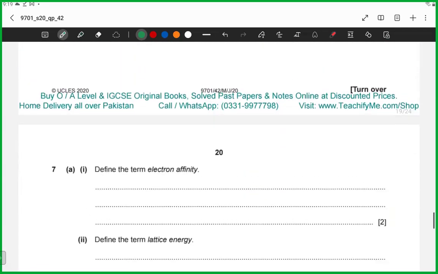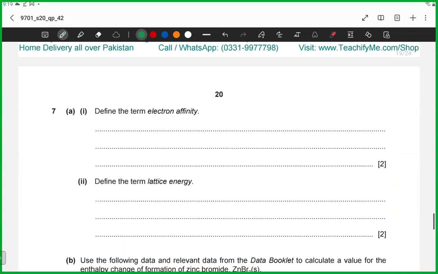I said previous question. Define what electron affinity is. So it's basically the tendency for an atom to attract electrons or to gain electrons, right? Okay, that's what electron affinity is. Sorry, I confused it with electronegativity. What is electron affinity?